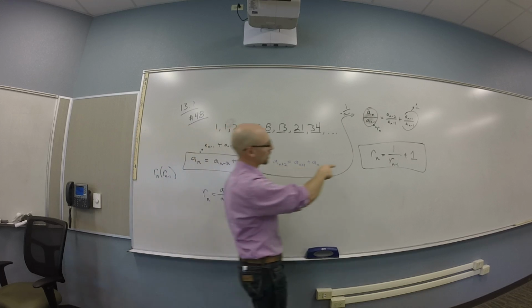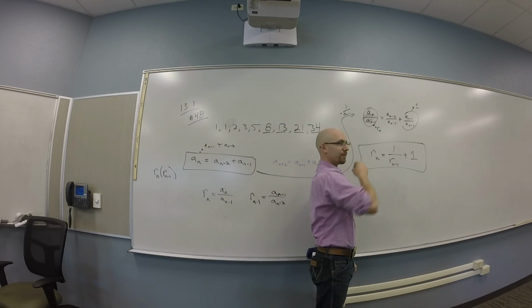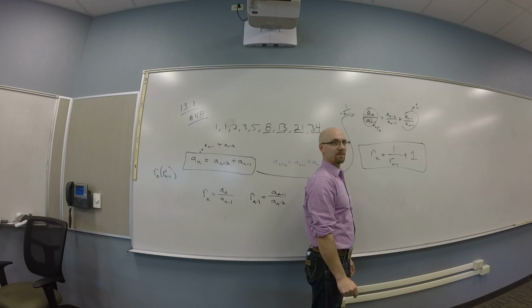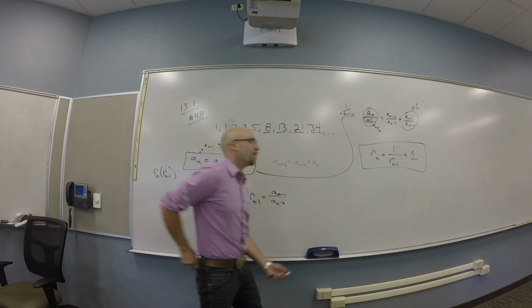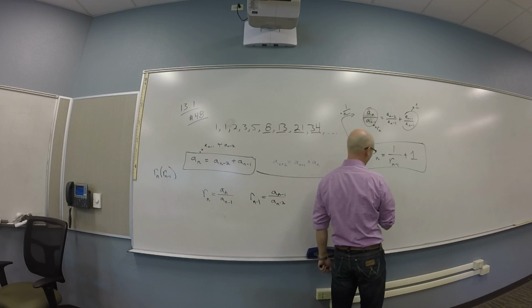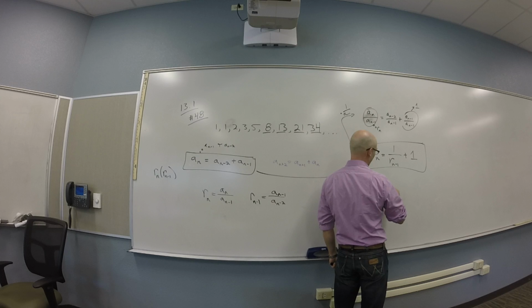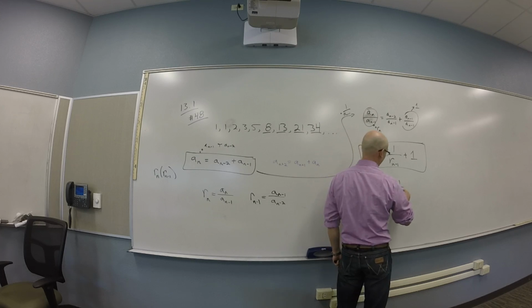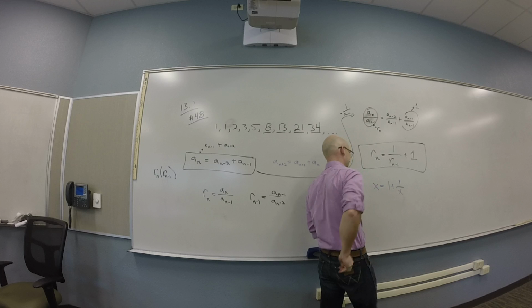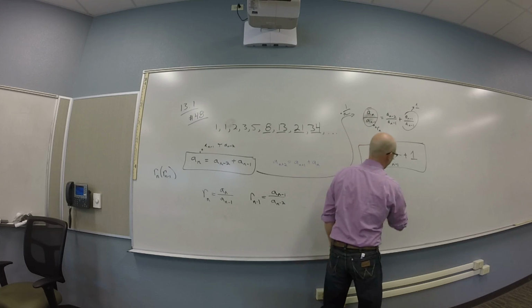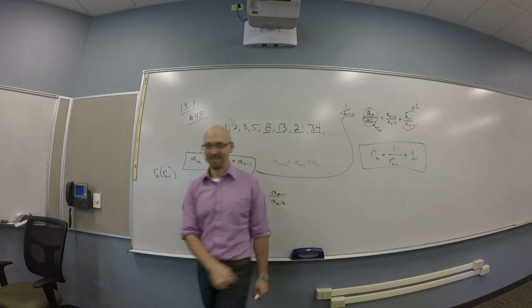That actually explains why this goes to the golden ratio. Remember that the golden ratio thing was x is 1 plus 1 over x? Yeah, ish. So I think that's going to help.